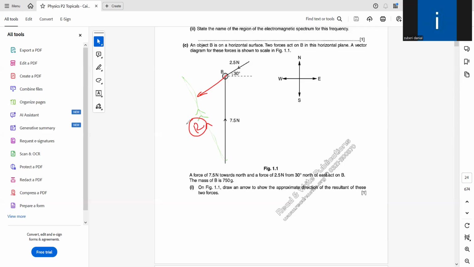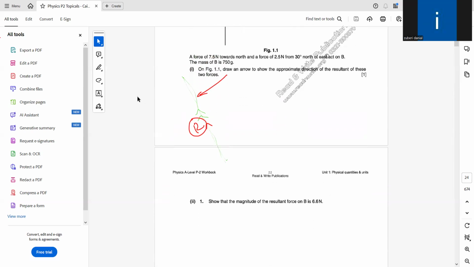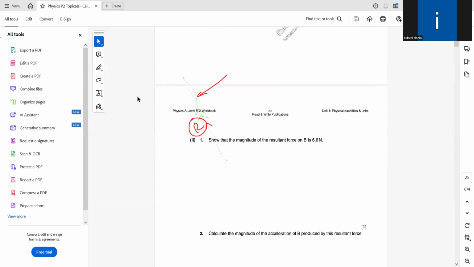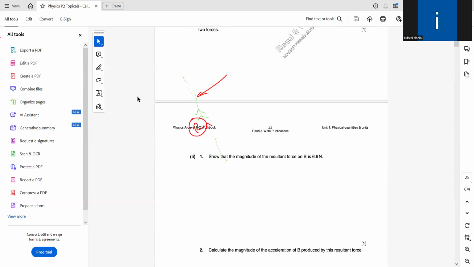Yes, sir, should I do the R2? Sorry, I never realized. That's not visible. Okay.